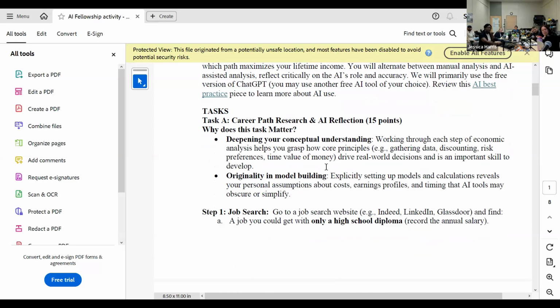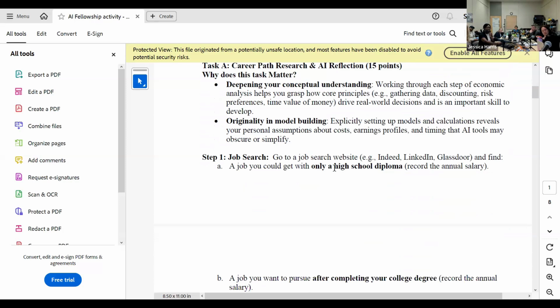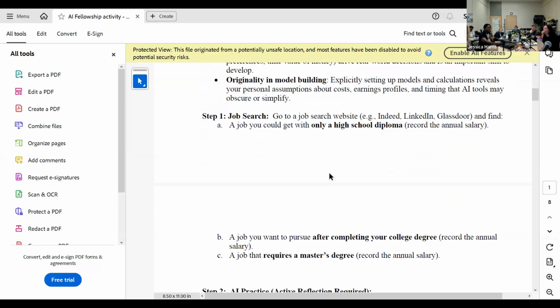And then the task, so I break down the task for them. Task A, they choose the career path. So they go on to any job platform and find these jobs and find how much income they are going to make. They do that job search on Indeed, LinkedIn, Glassdoor, wherever they can. They don't use AI for that.